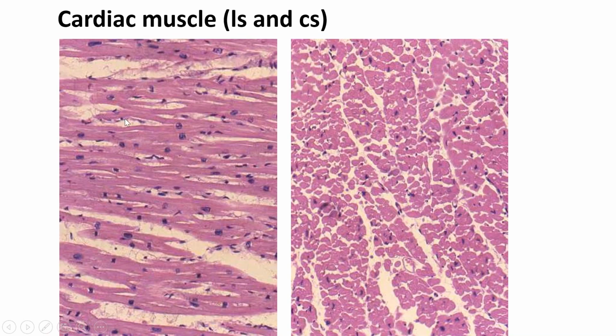We have cardiac muscle, so we have longitudinal over here. We can see the fibers that are branching, and then over here you can see this is kind of a mess. This is classic cardiac muscle.